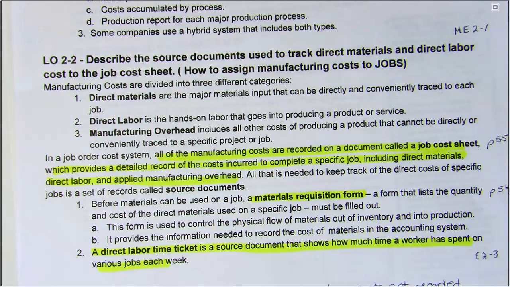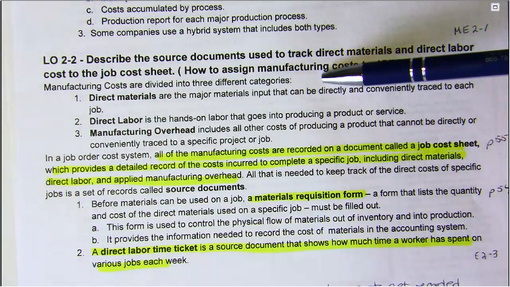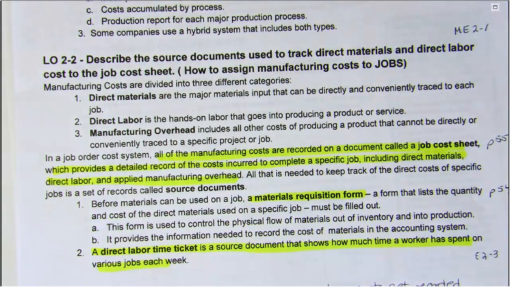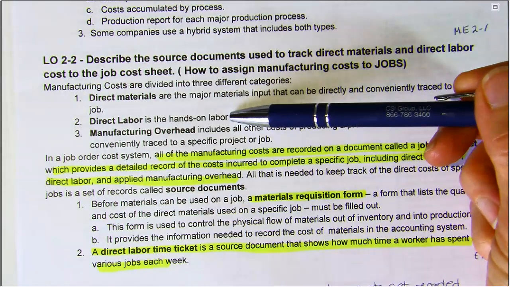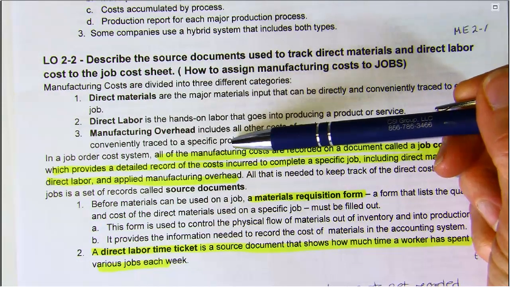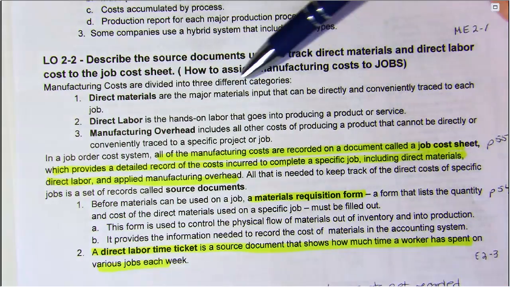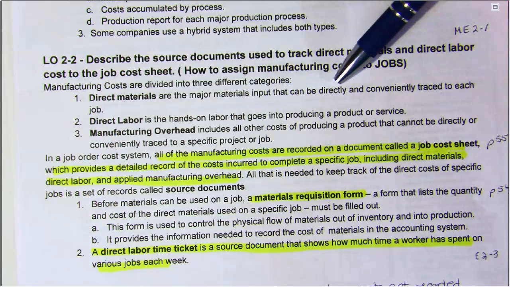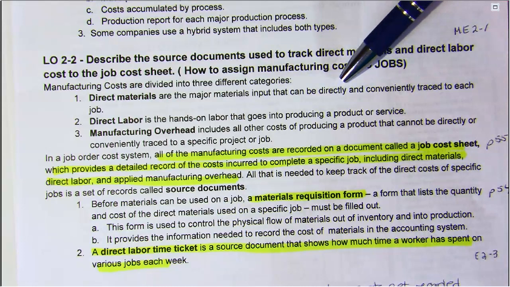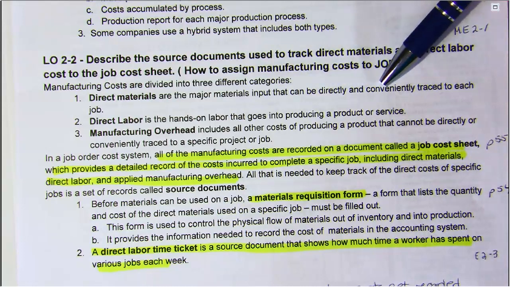Now, if you remember back in the last chapter, we learned some vocabulary. We learned that manufacturing costs are divided into three categories. Every single cost that is incurred in the factory has to fall into one of these three categories: direct materials, direct labor, or manufacturing overhead. Direct materials are the major materials input that can be directly and conveniently traced to each job.